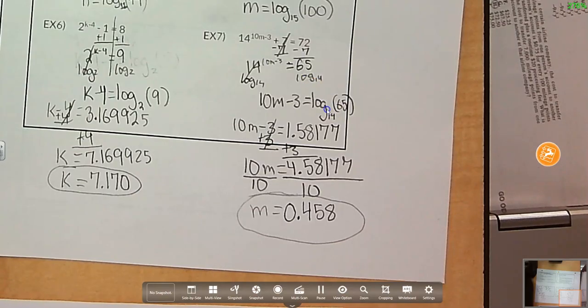So you do log base 14 of 65. You're just typing that into Desmos and getting this big decimal. So it should be 1.58177, and it does keep on going there. Once you get to that point, you should have a relatively simple equation to solve from there. So you just have to add the 3, and you get 4.58177, and divide by 10. And then if you round that off, it'll be 0.458177, if you want to keep more. But that looks beautiful there.